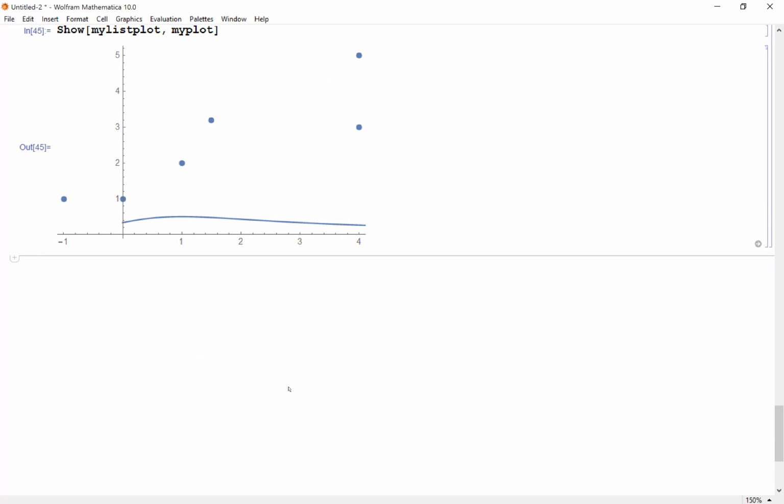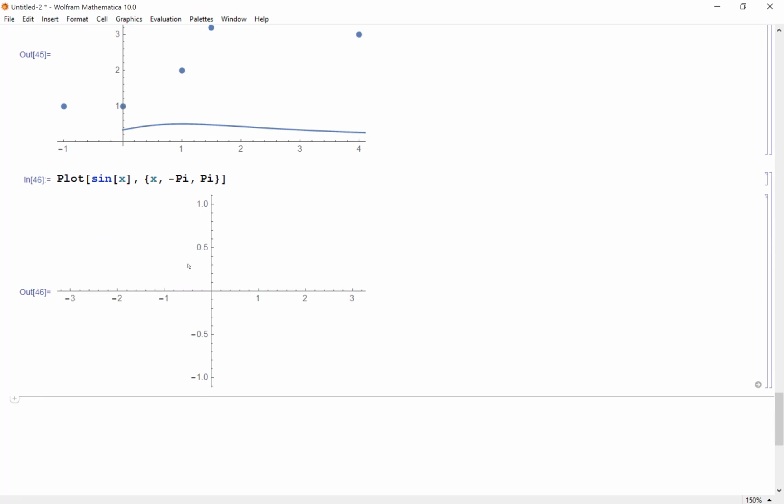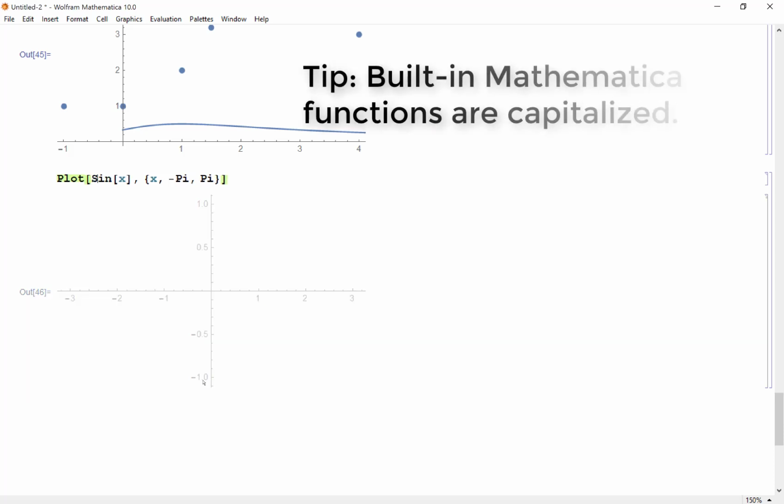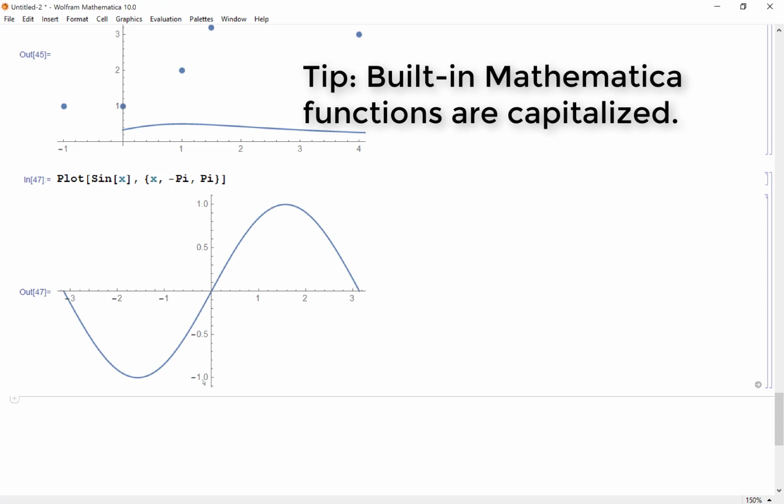Let me show you one common problem people run into a lot, and this goes back to some of my tips. Let's plot sine from negative pi to pi, and I don't get anything. I get a blank graph. The reason this is wrong is because the sine function here is not a defined function. Notice it's lowercase s. To make it a defined function, I need capital S. Built-in functions get capitalized, and there it is. That goes back to my points from earlier. Remember, built-in functions are always capitalized. If you're getting an error statement, that could be one of the reasons.